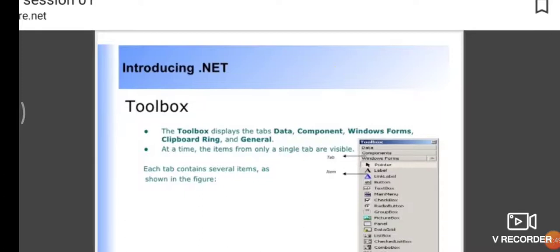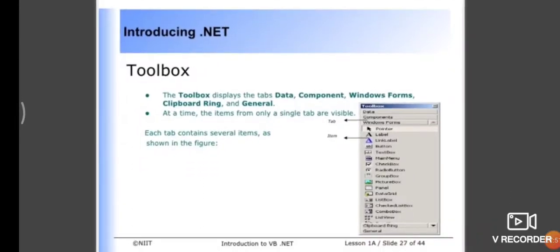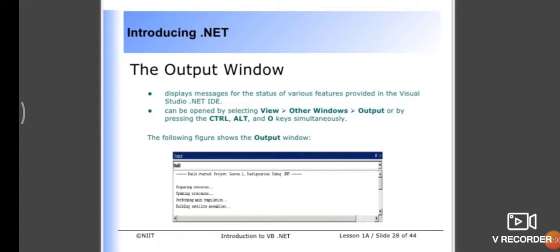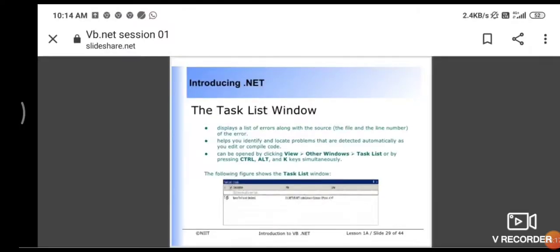Then we come to the toolbox options. A toolbox displays the tabs, data components, Windows Forms, and the clipboard ring. Then lastly comes the output window. It displays the messages for the status of the various operations provided in Visual Studio and can be opened by selecting View, Other Windows, Output, or by the shortcut Ctrl+Alt+O. This is the short notation for viewing the output in Visual Basic.NET.